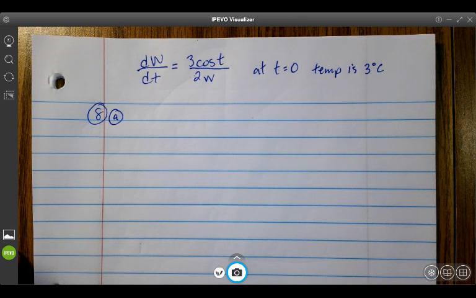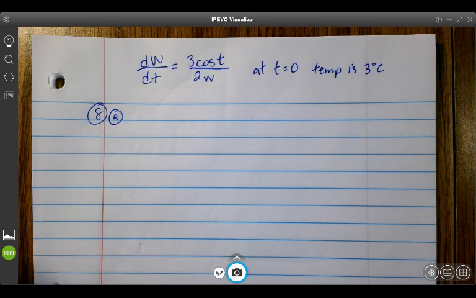All right, this is the solution for free response question 8, part A. So the question says, for t between 0 and 24 hours, the temperature inside a refrigerator in a kitchen is given by the function w that satisfies the differential equation dw/dt equals 3 cosine t over 2w. W of t is measured in degrees Celsius and t is measured in hours. At time t equals 0 hours, the temperature inside the refrigerator is 3 degrees Celsius.